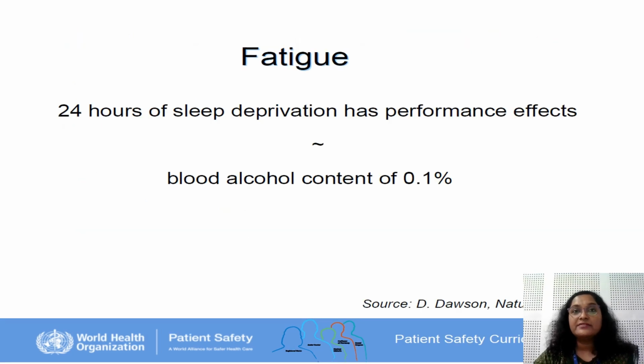Now, two factors with the greatest impact are fatigue and stress. Prolonged work and fatigue associated with it is known to result in the same cognitive impairments that occur in someone who has consumed alcohol. Think about it for a minute.